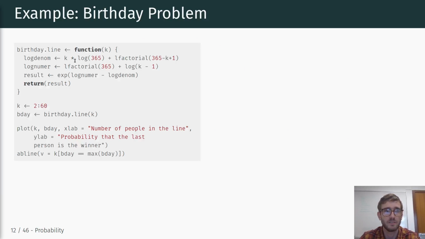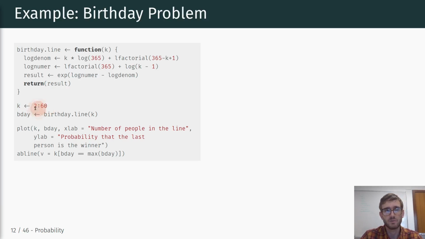So here we have the denominator, k times log 365 plus the logged factorial of this term, and then the numerator, as I said, the logged factorial of 365 plus the log of k minus 1. Then we take the difference because those are the basic logarithm rules, and then we take the exponents to get back to our probability, and then we return this result.